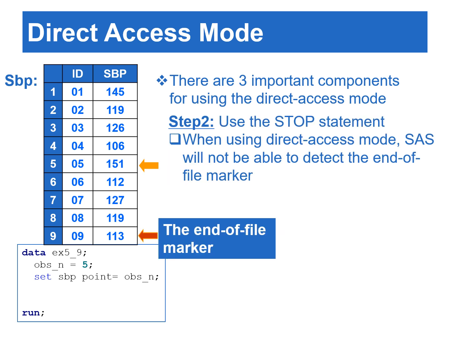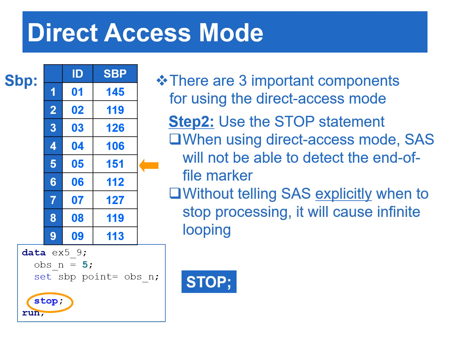In the second step, we need to tell SAS when to stop processing, because when using direct access mode to read data, SAS will not be able to detect the end-of-file marker. Without telling SAS explicitly when to stop processing, it will cause infinite looping. Therefore, to utilize the direct access mode, we need to use the stop statement at the end of the data step.